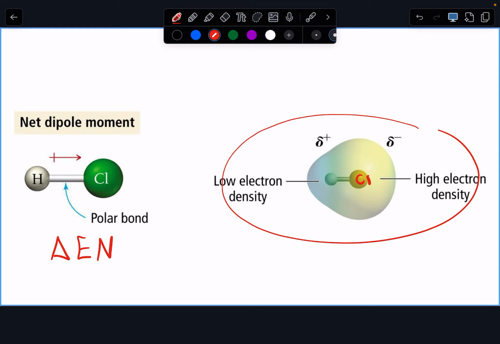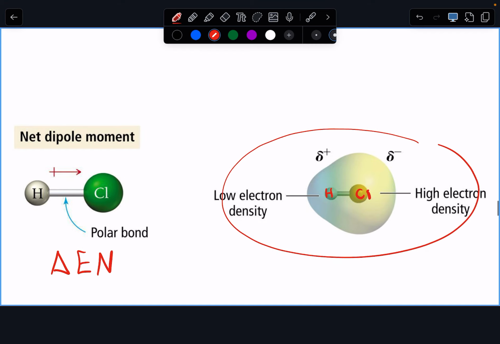So if we've got chlorine and hydrogen, chlorine's 3, hydrogen's 2.1. And so there's a difference in charge because the electrons spend more of their time over by the chlorine. If we had HF, fluorine's 4 and hydrogen's 2.1, or maybe it's 2.2 on your sheet. So there's still a difference in charge. It's just a bigger difference in charge.